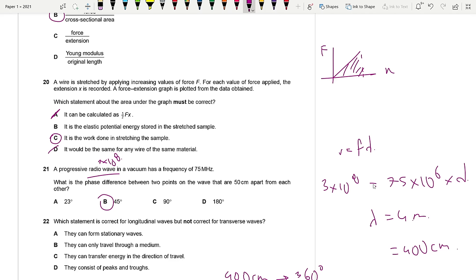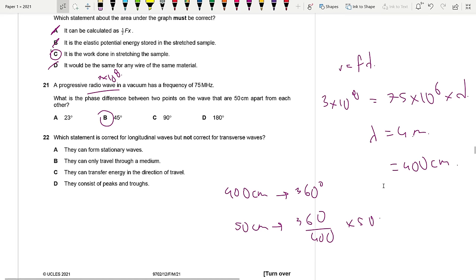Maybe all the work you've done to stretch the sample hasn't been converted to the elastic potential energy of the wire. Maybe some of it is converted to some other form of energy. Understood? So not all energy you give to stretch a wire is converted to its elastic potential energy. It might be converted to some other form. That's why we're not sure about B. We're not sure for a fact that it's converted to elastic potential energy.